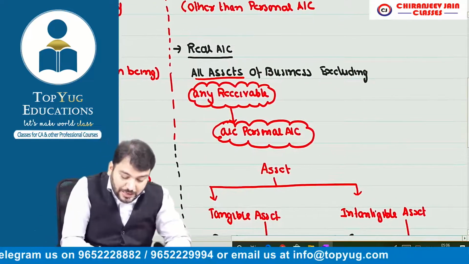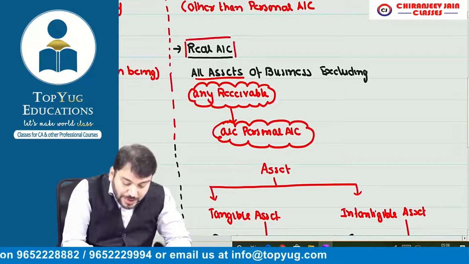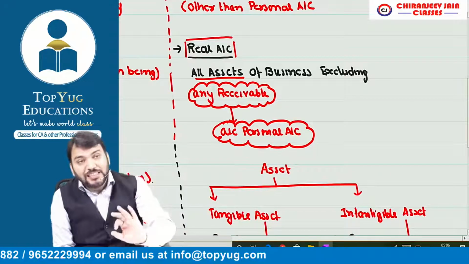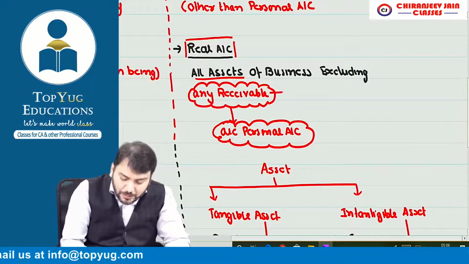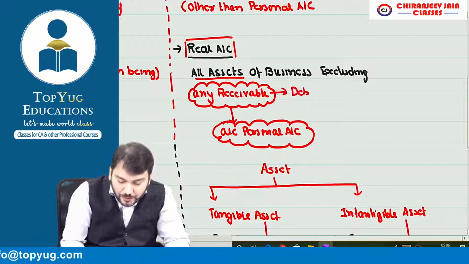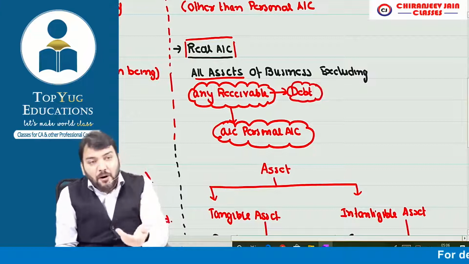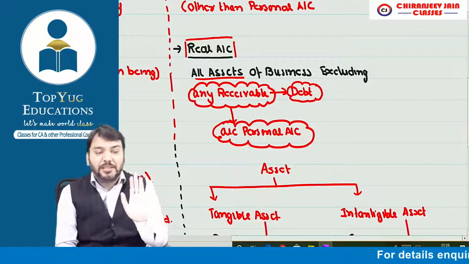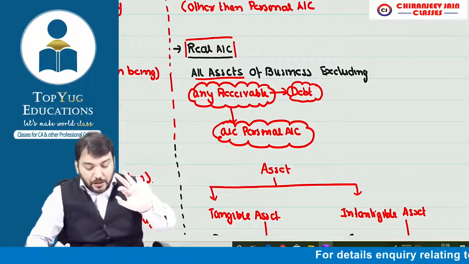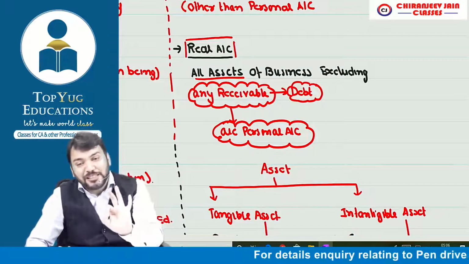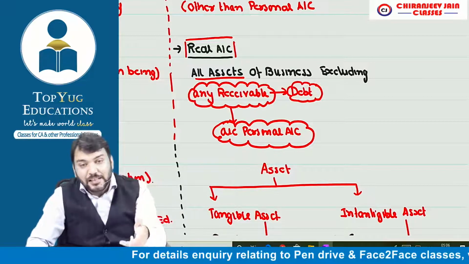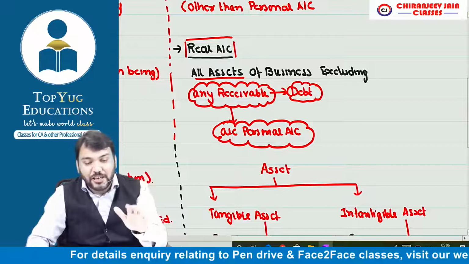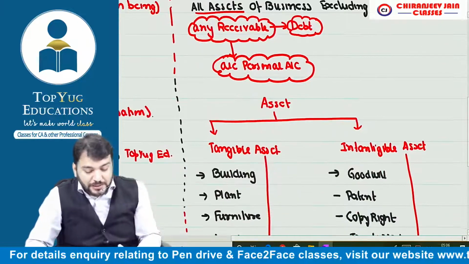So you understood real account? No doubt in real account. So it is any asset of business excluding any receivable. Receivable we also call debt, meaning any amount which we are getting from any other person. That is called receivable. So receivable are always personal account because it is received from some person, can be natural person, artificial person, etc. Correct? Understood? This also you have understood.